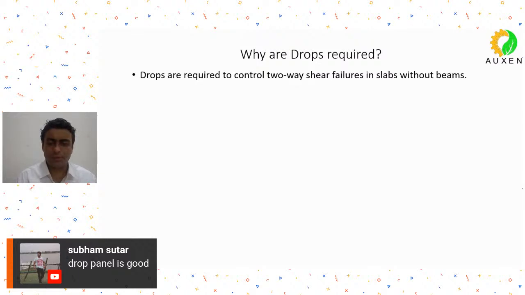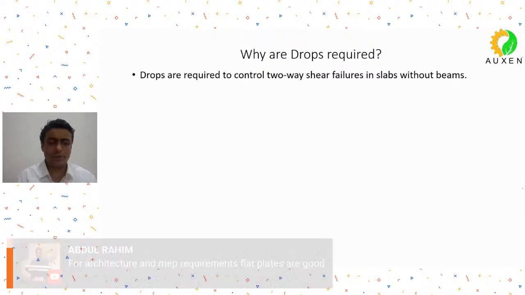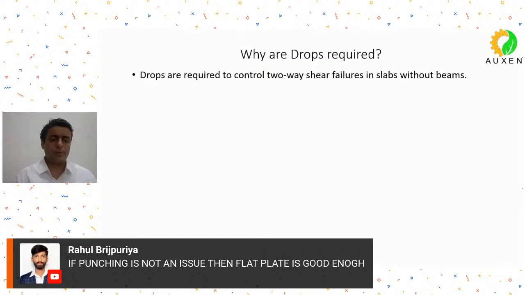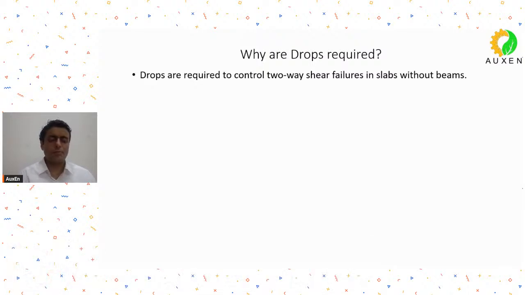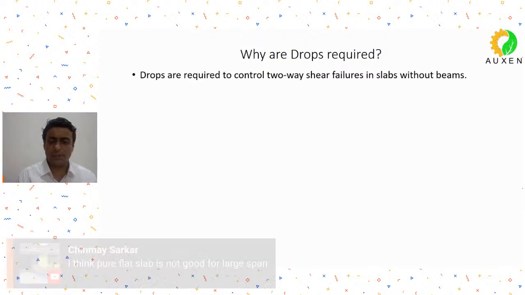Okay, Mr. Shubham is saying drop panel, so slab with drops is good, and Mr. Abdul Rahim is saying for architectural and MEP requirements, flat plates are good. Mr. Rahul is saying if punching is not an issue, then flat plate is good. Okay, let us see. But punching, of course, will always remain a problem. Mr. Chinmay is saying, I think pure flat slab is not good for large spans.